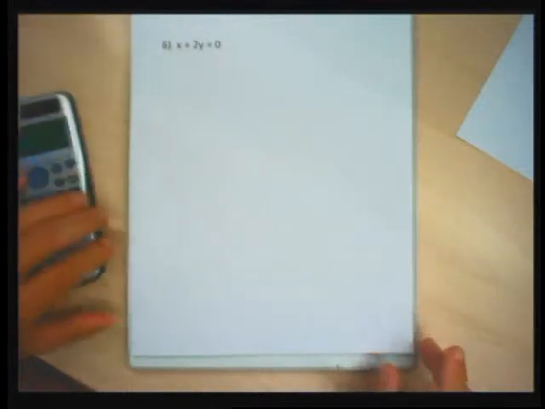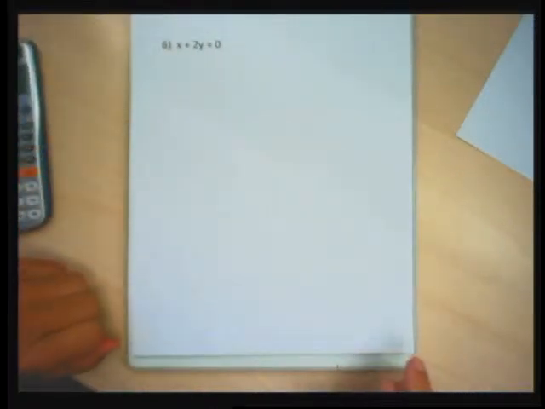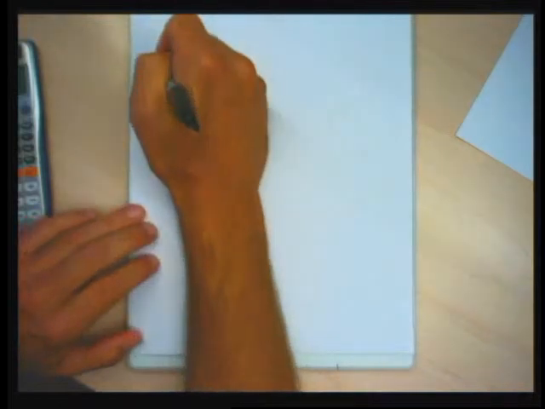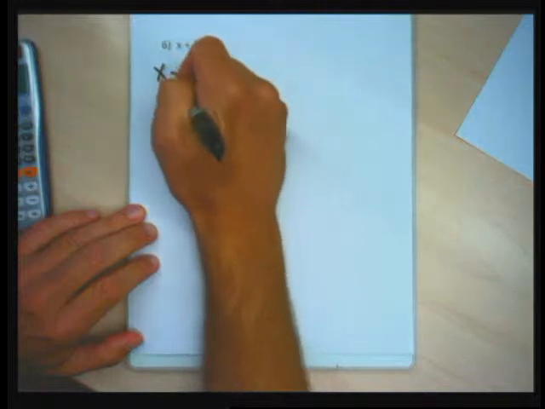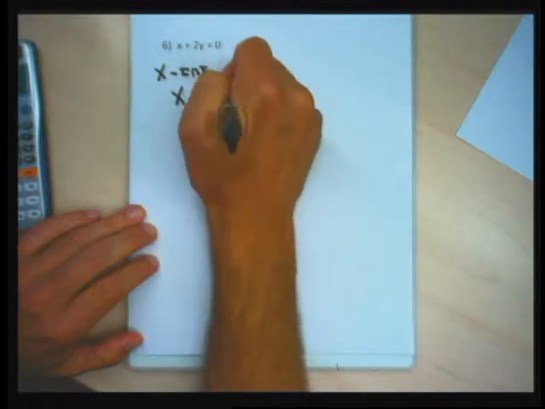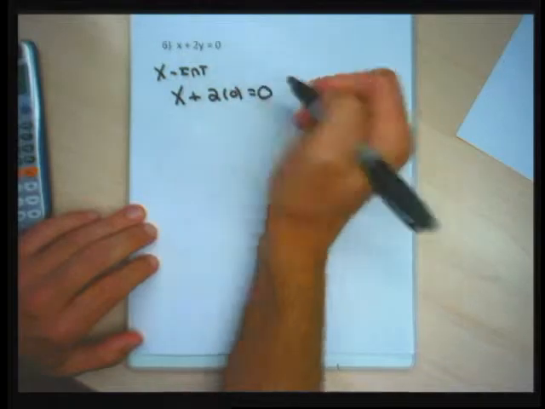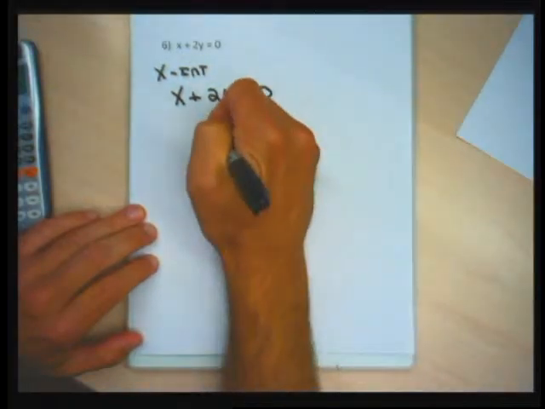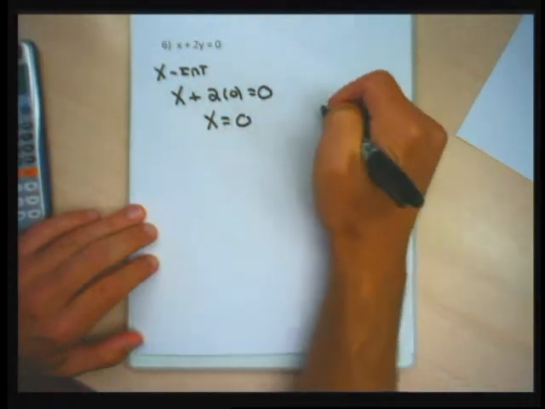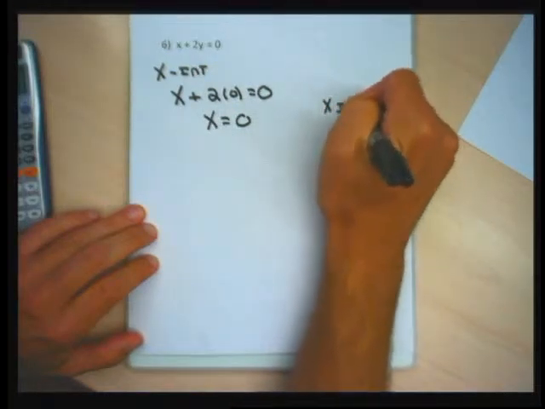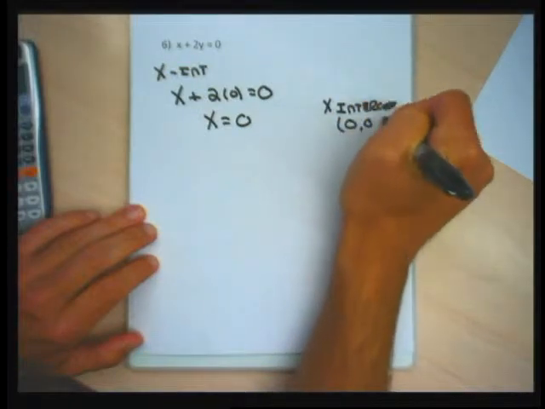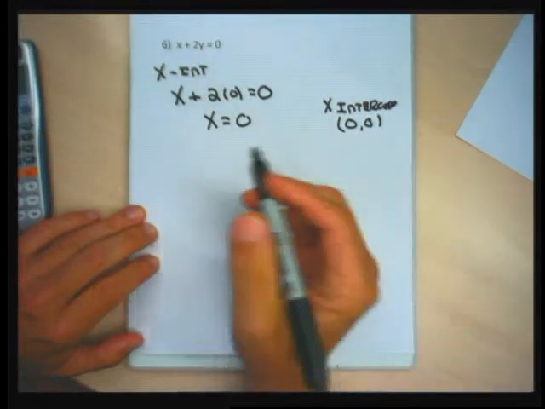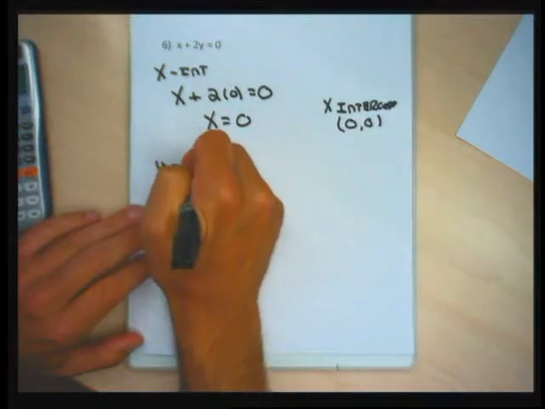Problem 6 is a really tough problem because the x and the y-intercept are the same point. So algebraically, at first I'm going to find the x-intercept. I find the x-intercept by plugging in 0 for y. So I'm going to go x plus 2 times 0 equals 0. This simplifies to just x equal to 0. So the x-intercept is the point 0, 0. That's really disappointing when that happens.